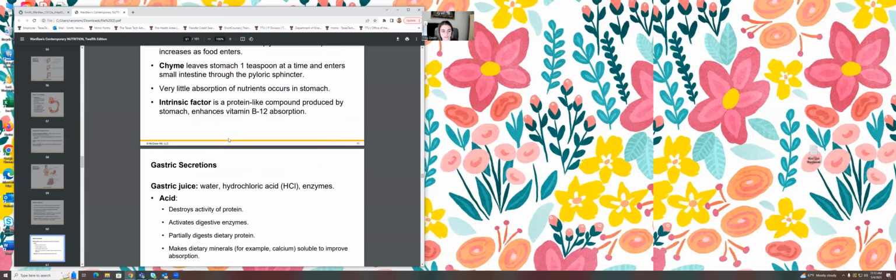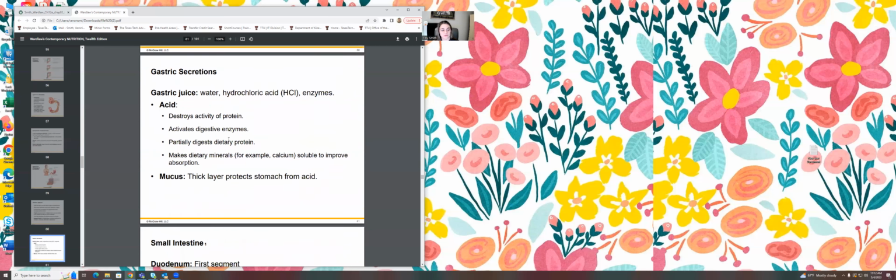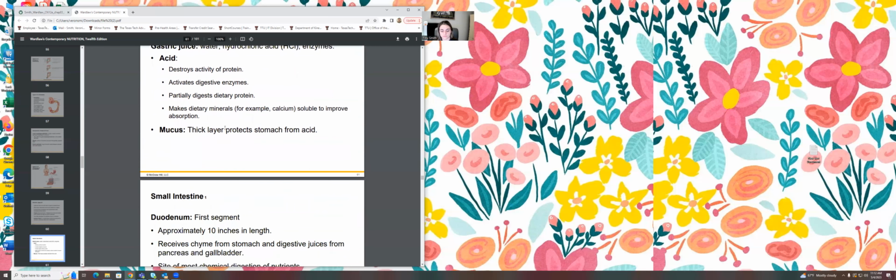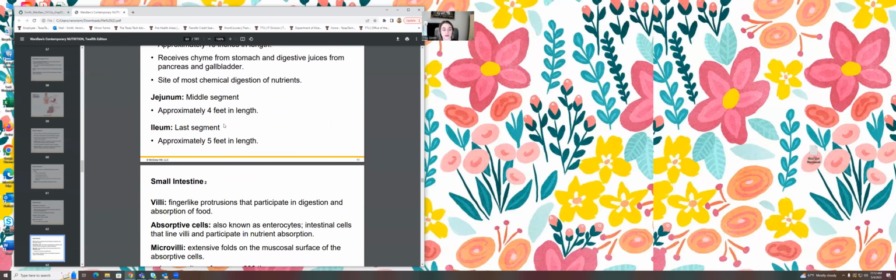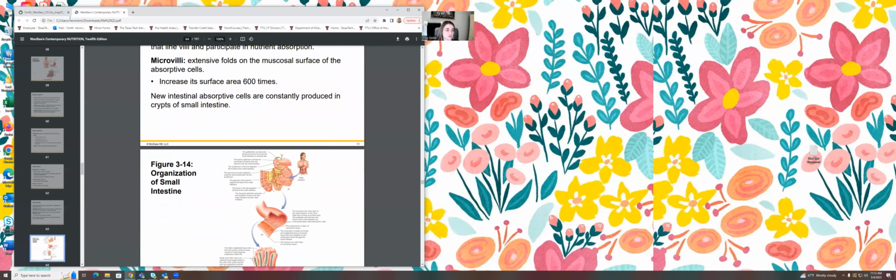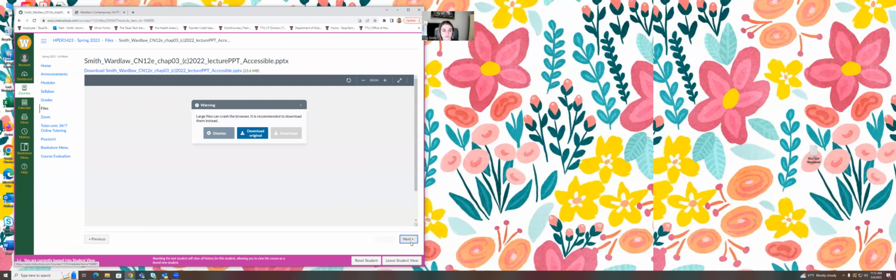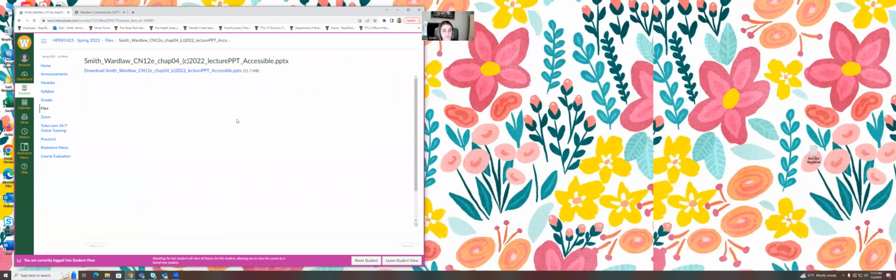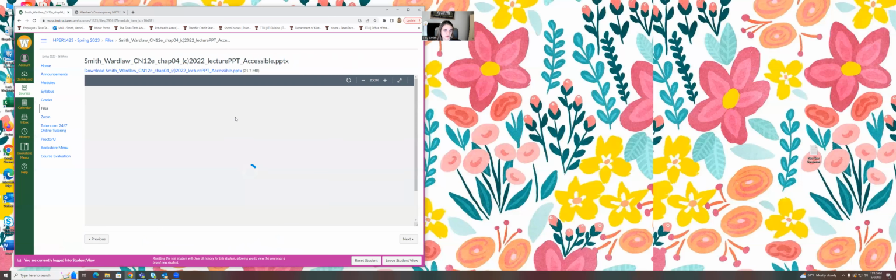Without going through all of this in depth, because I don't want to beat a dead horse, go through the body functions, understand them, know them, how the tract works, what the large intestine does, what the small intestine does, why your liver is important. So that's going to be all from chapter three. Let's go over into chapter four, because there's also some good information there as well.